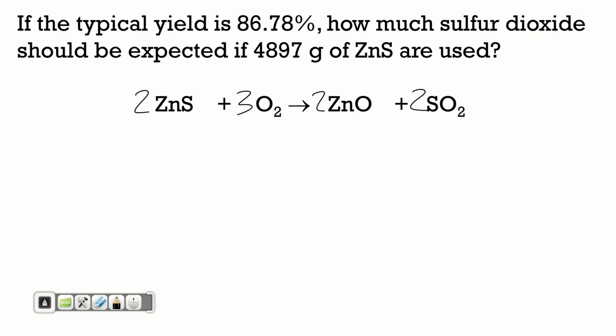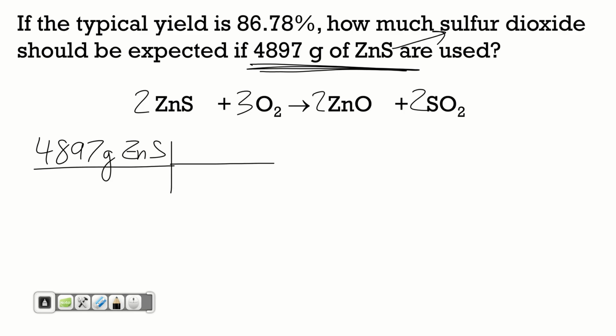Very good. All right, so our question is, how much sulfur dioxide should be expected if 4,897 grams of ZnS are used and you're getting an 86.78% yield? First things first is we need to do mass-to-mass stoichiometry from ZnS to sulfur dioxide. So we're going to start with 4,897 grams of ZnS. I'm going from grams to moles of ZnS. I do need to get the molar mass of that.